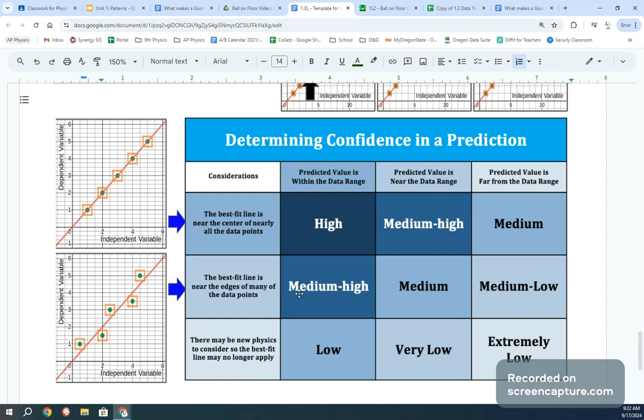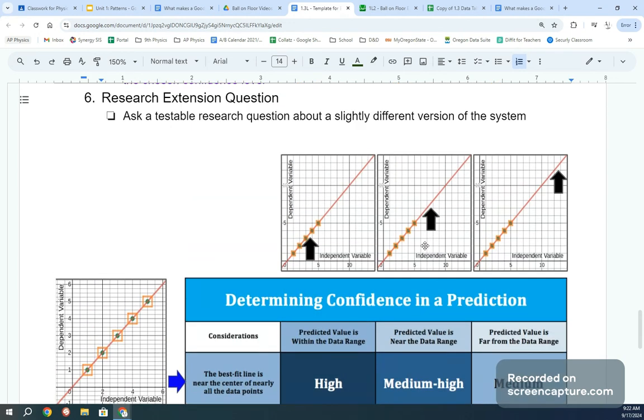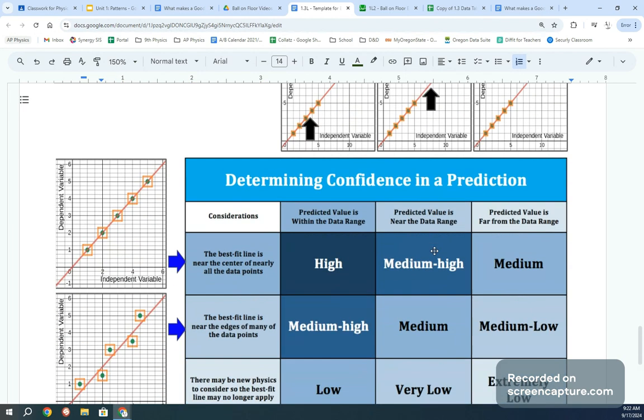For us, our data is probably pretty good. Again, we'll see what you guys get from the video, but videos definitely tend to make the data a little bit better. And we're predicting something that's a little bit outside of our data set. We only went to a couple meters here.